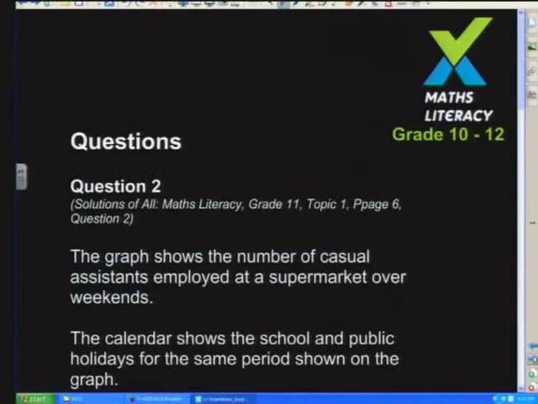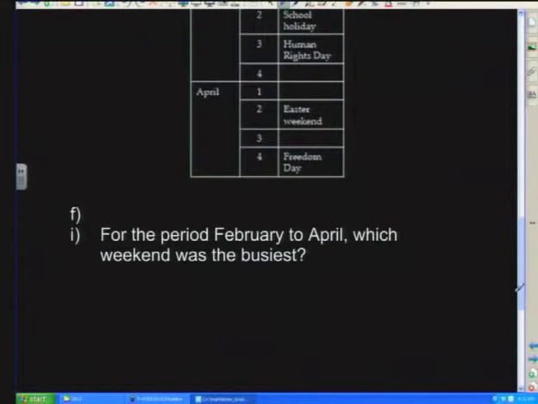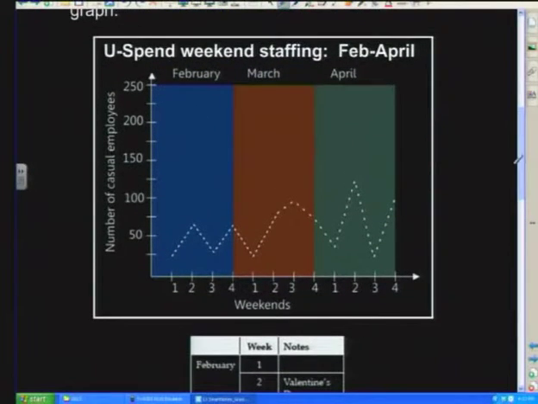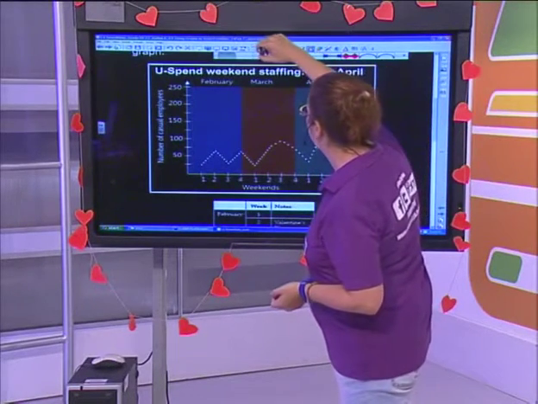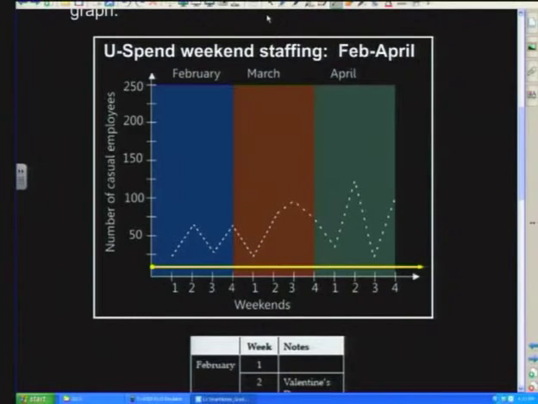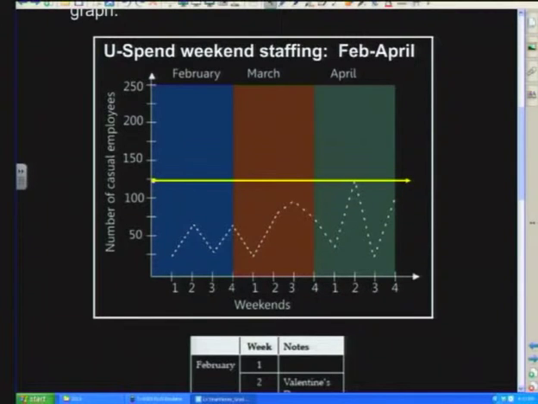And let's move on. Okay. Next question says, for the period February to April, which weekend was the busiest? So we're going to go back to our graph and see where we were busiest in this graph. And what I like to do is take your ruler. I don't know if I've got a ruler. We'll do it with a one. And let's draw a line right across. Okay? And now we're going to take this line and I'm going to move it up. And I basically want to see where is the most casual employees.